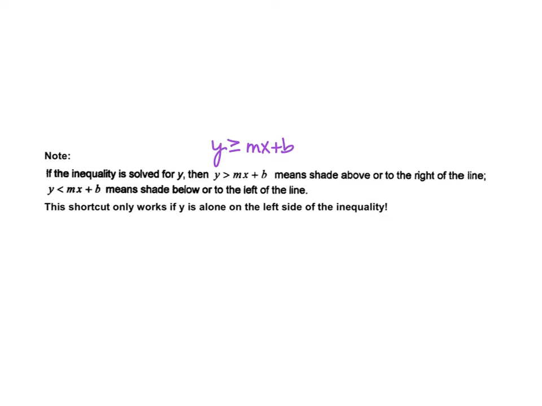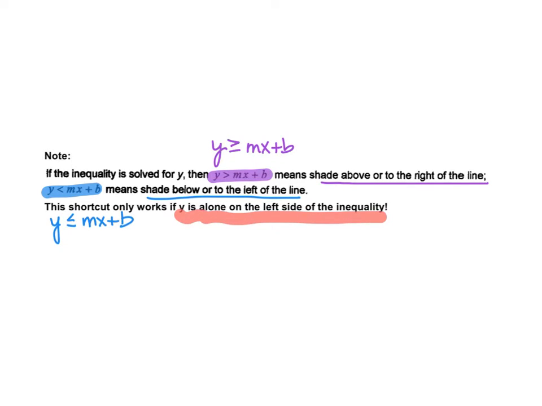these mean shade above or to the right. If it was a vertical line, you would shade to the right. Y less than or less than or equal to means shade below or to the left. Again, a test point is necessary unless you have solved for y on the left side of the inequality.